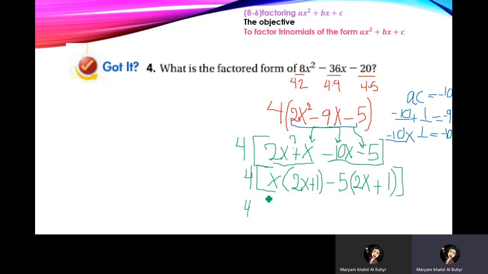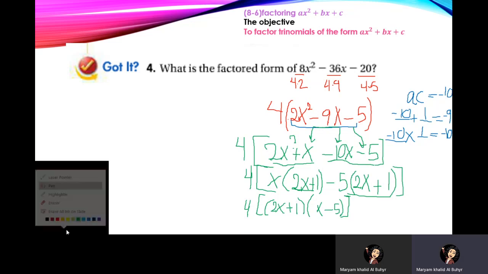Now drop your 4. Then these are the same, and that's what I need. So 2x plus 1 times the remaining x minus 5. So that's it.